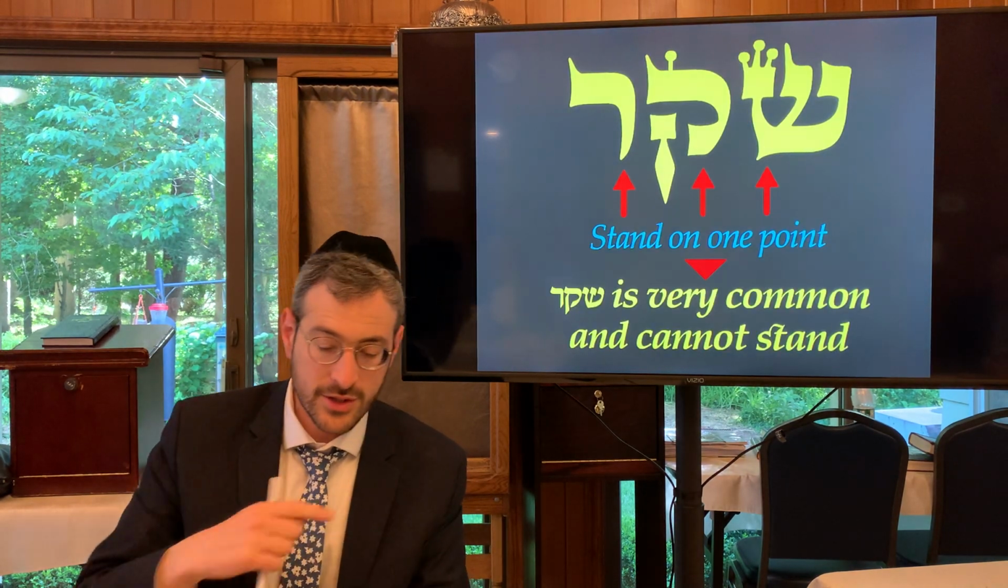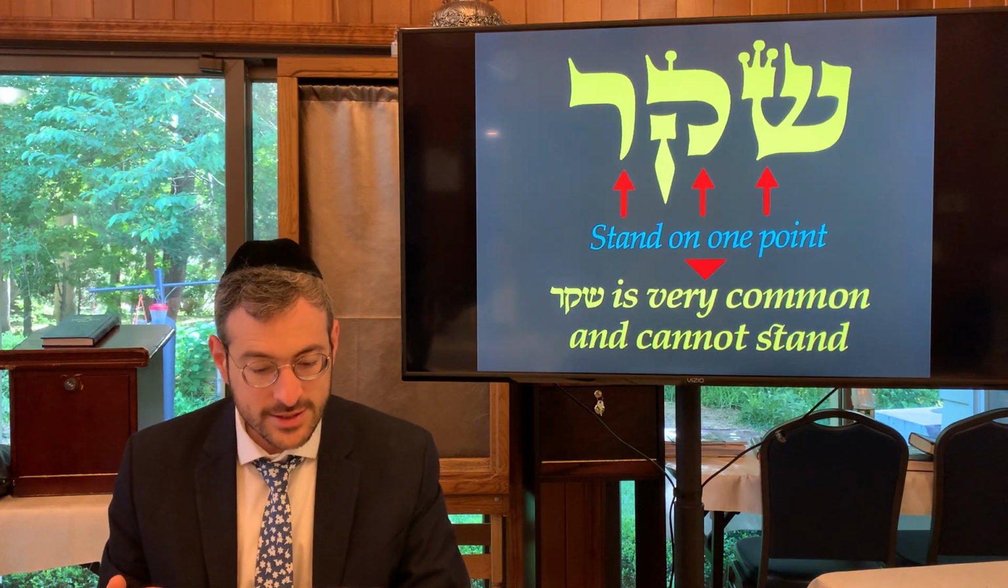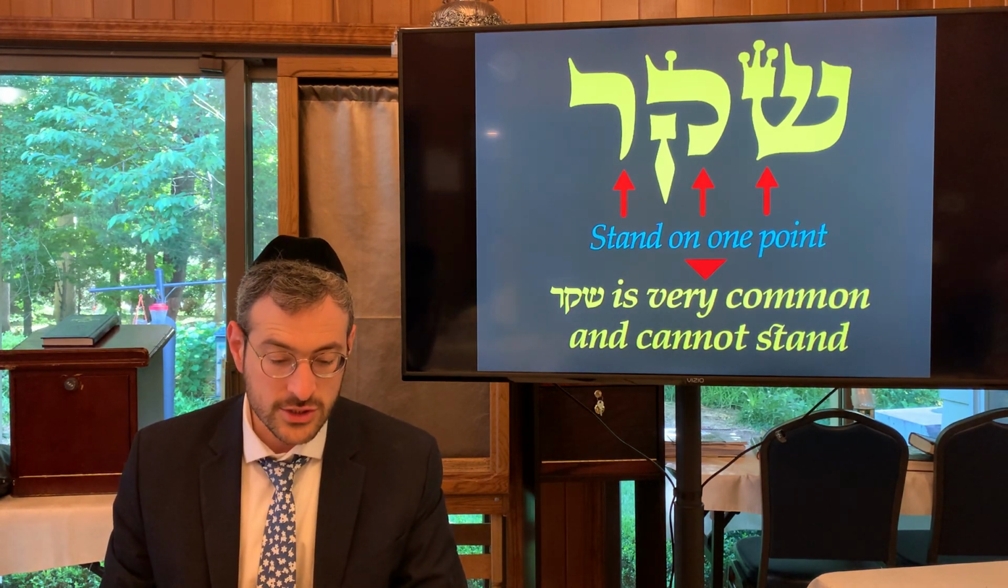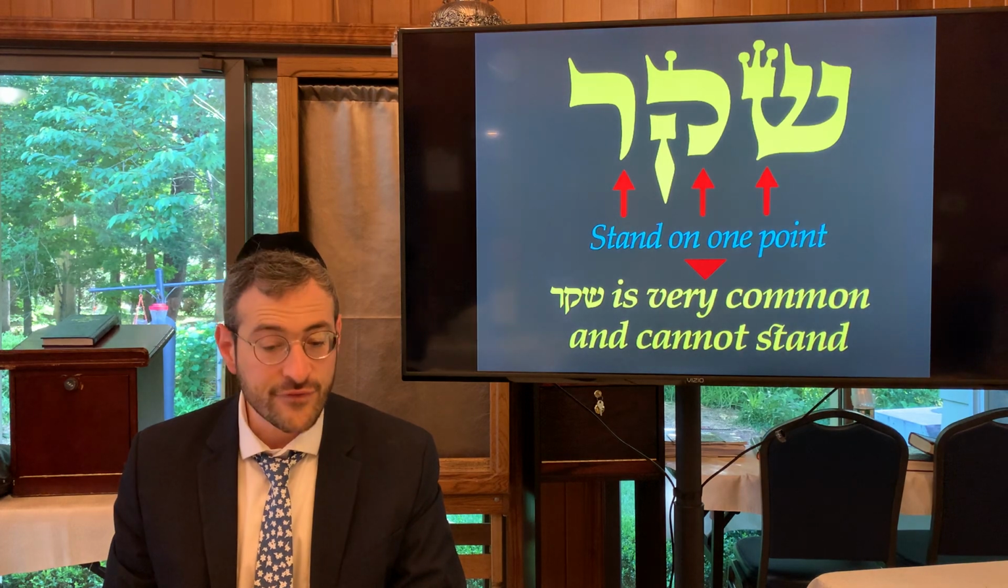Now we're up to the shin. On that, says the Gemara, shin. This is what these children said. It stands for sheker. It stands for falsehood.